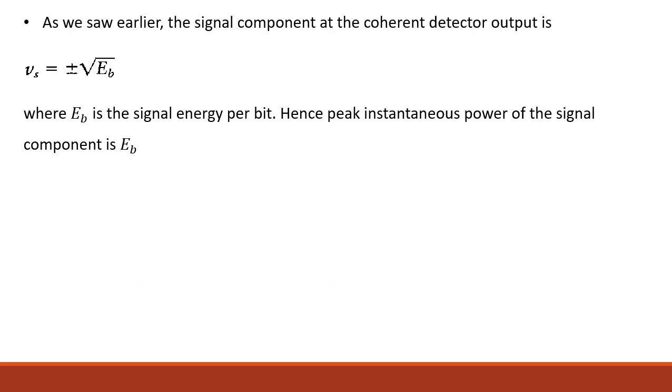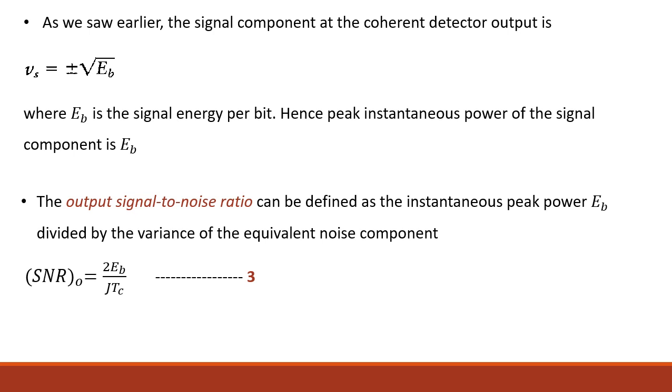As we had seen earlier, the signal component at the coherent detector output is Vs equal to plus or minus root Eb, where Eb is the signal energy per bit. So the peak instantaneous power of the signal component will be equal to Eb. Now we can calculate the output signal to noise ratio, that is the signal to noise ratio at the output of the coherent detector. It can be defined as the instantaneous peak power Eb divided by the variance of the equivalent noise component. So the SNR at the output can be written as 2Eb by JTc, and this is indicated as equation number 3.